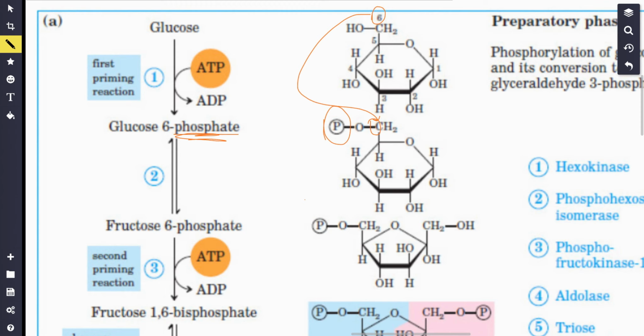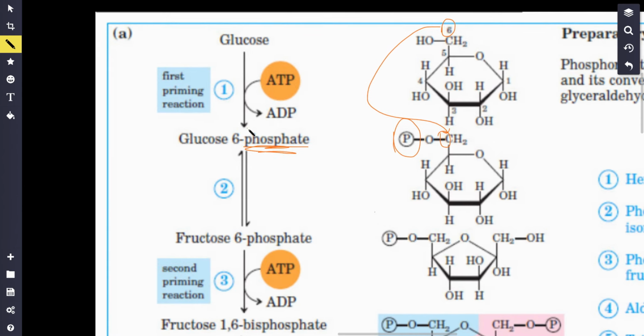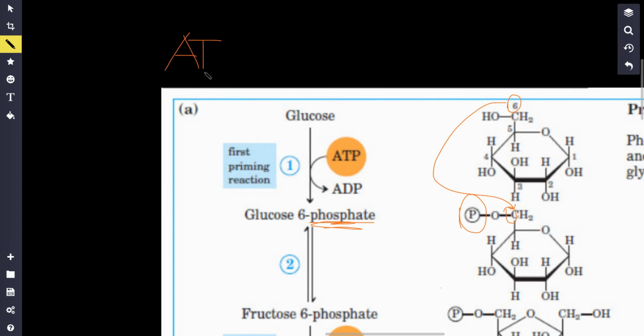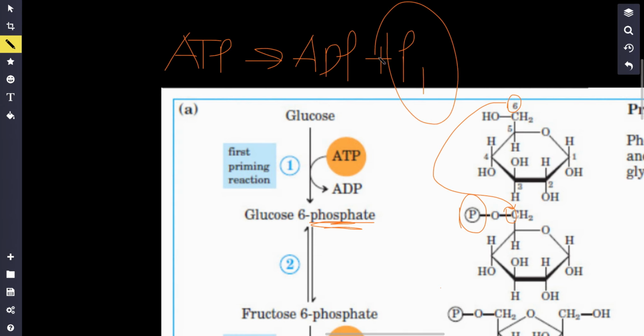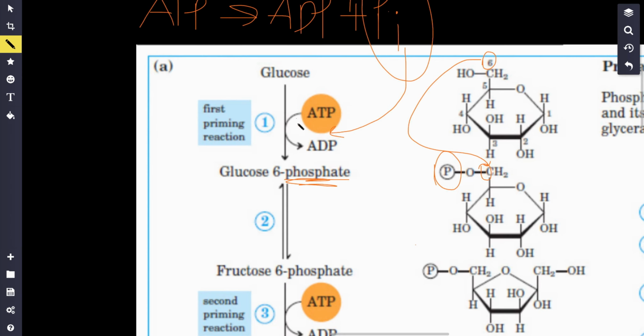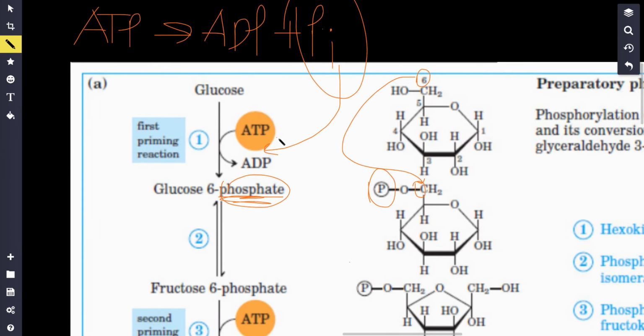Well, remember that this is the initial investment phase. So in order for me to get this phosphate group, I have to take some ATP and convert it into ADP and a free phosphate group. And this free phosphate group is now going to drive this. It's going to give this phosphate to this glucose.